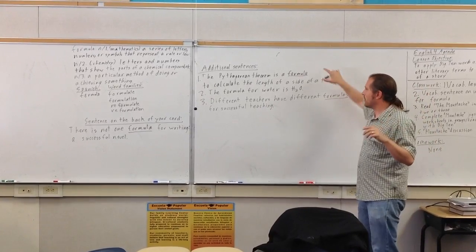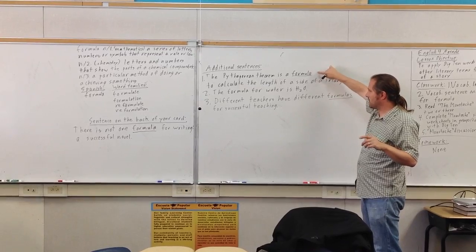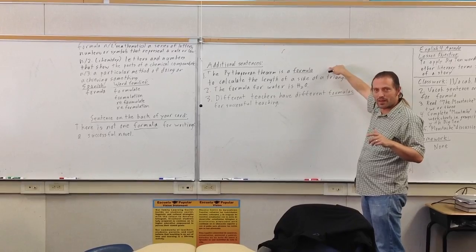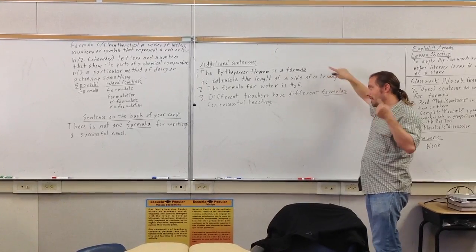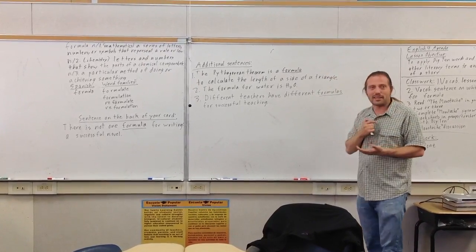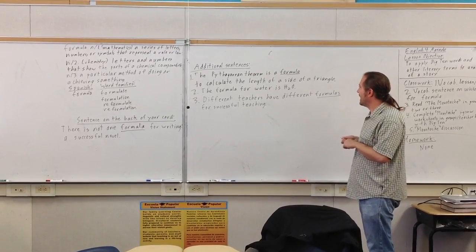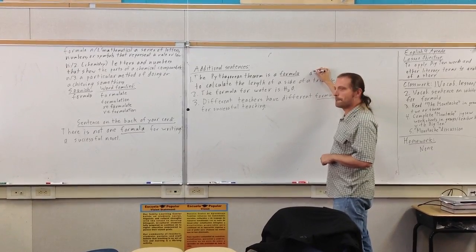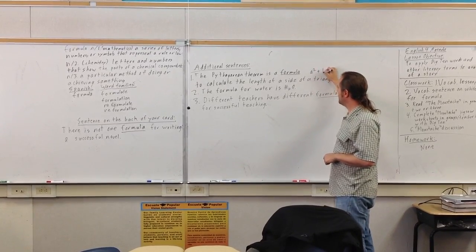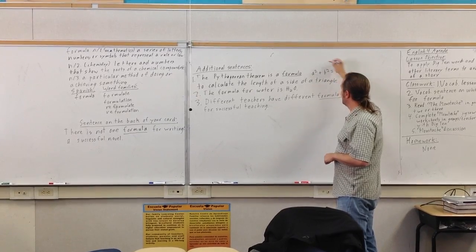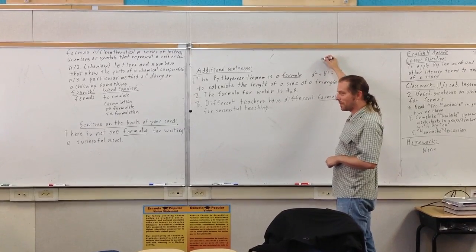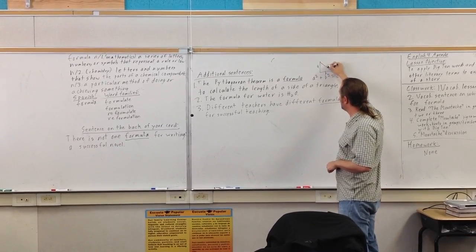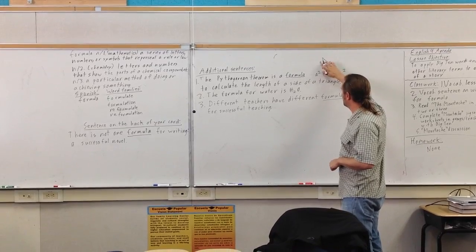Does that make sense? So the first one here is about mathematics. This is an additional sentence for definition 1. The Pythagorean theorem is a formula. If anybody's in geometry, you've probably heard of this. The Pythagorean theorem is a formula to calculate the length of the side of a triangle. And anybody know what it is? A squared plus b squared equals c squared. And the c is the long side. I know that. It's been a while since I was in geometry. Yes, it is.